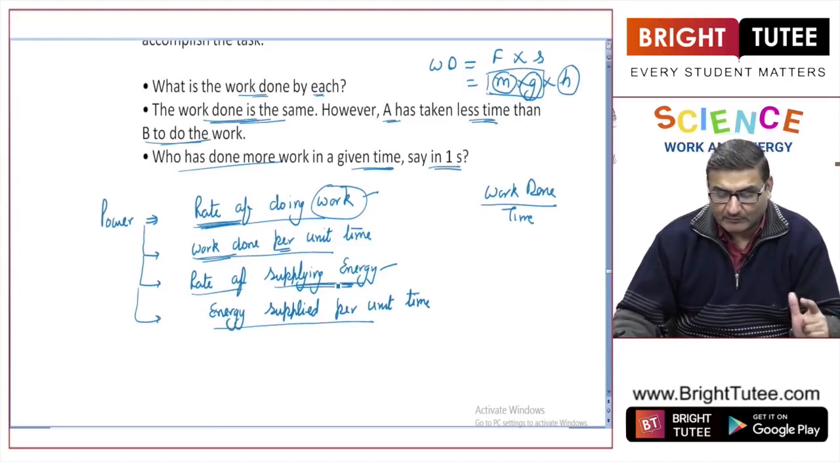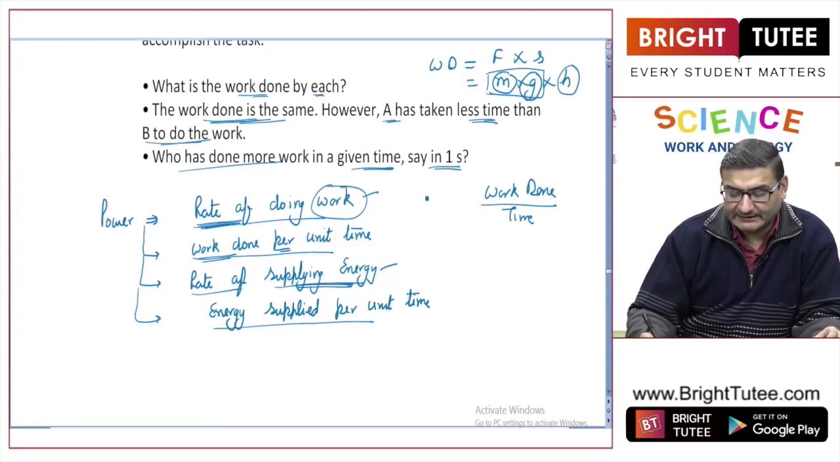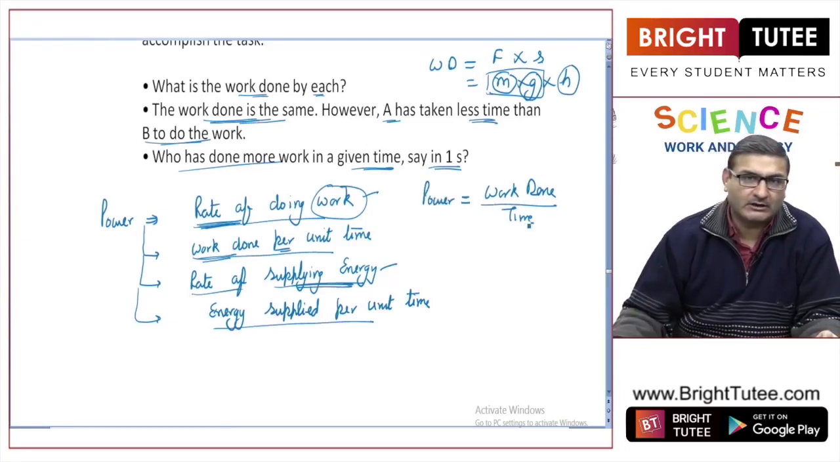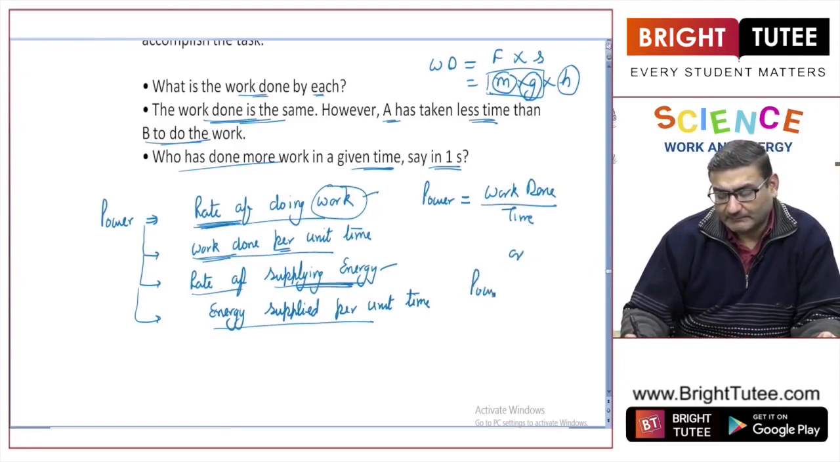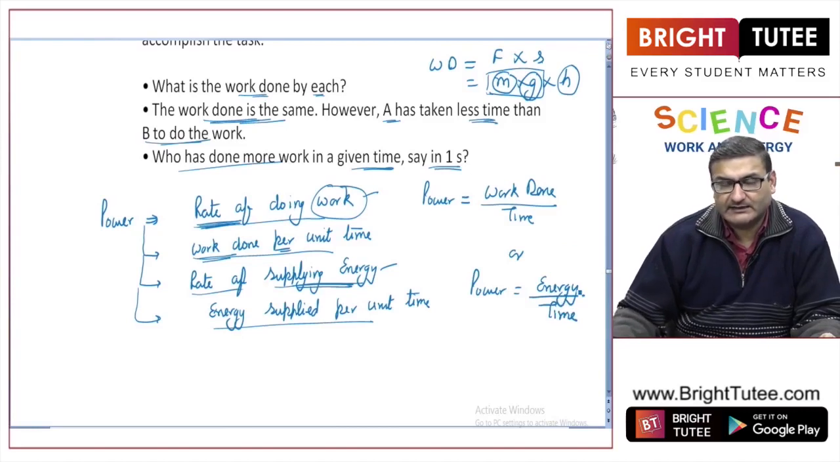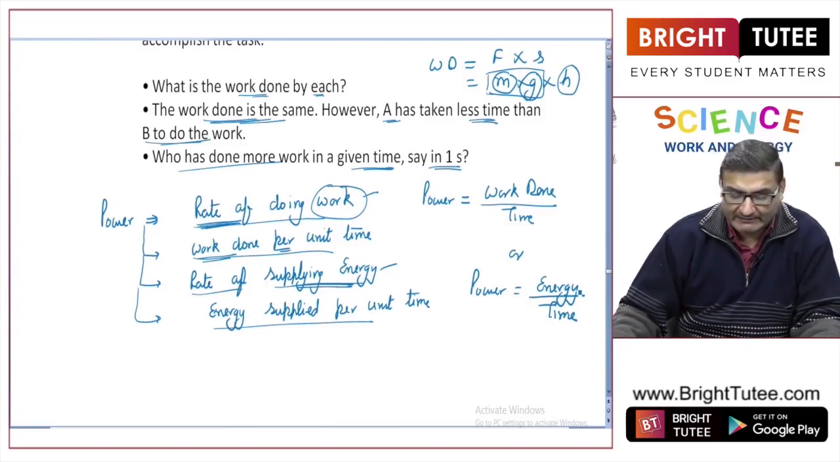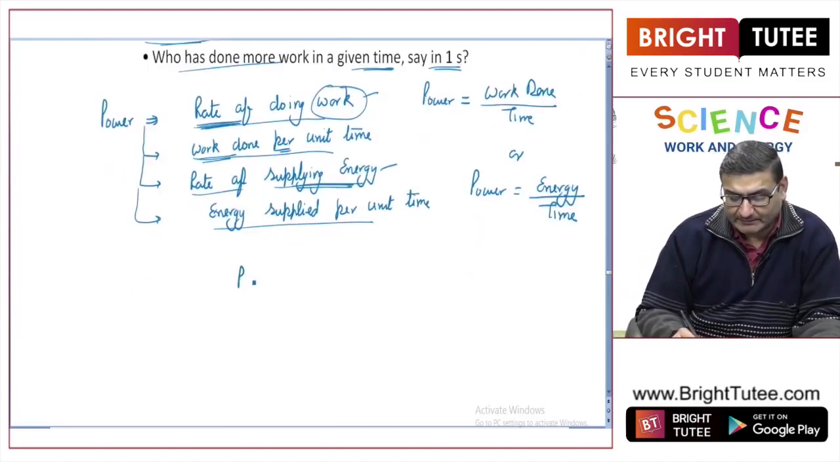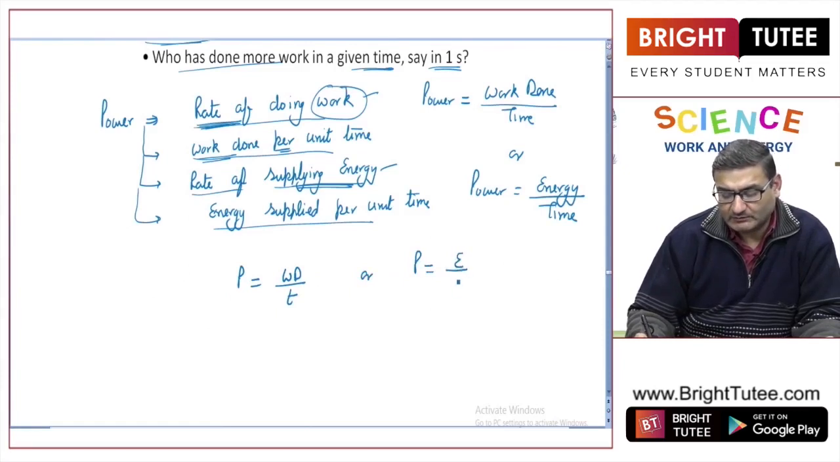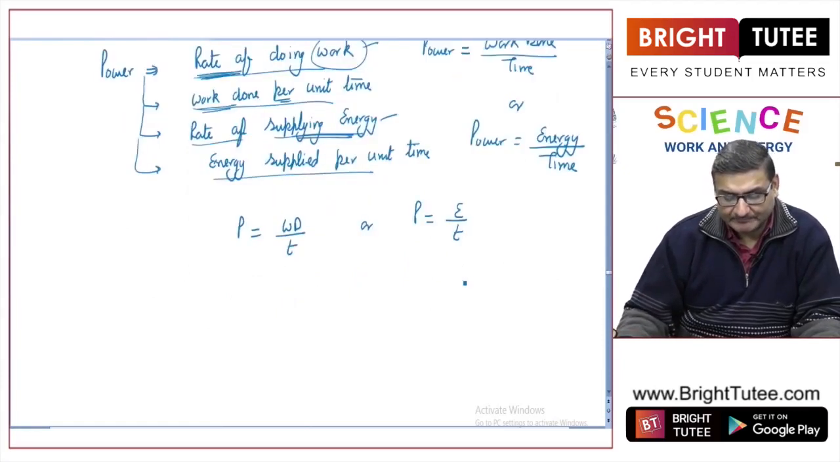Got it? Now mathematically, if we relate, then power will be equal to work done upon time taken, or I can relate it as power is equal to energy upon time taken, as work done and energy are the same, right? Fine. So let us relate power is equal to work done upon time, or I can say power is equal to energy upon time.